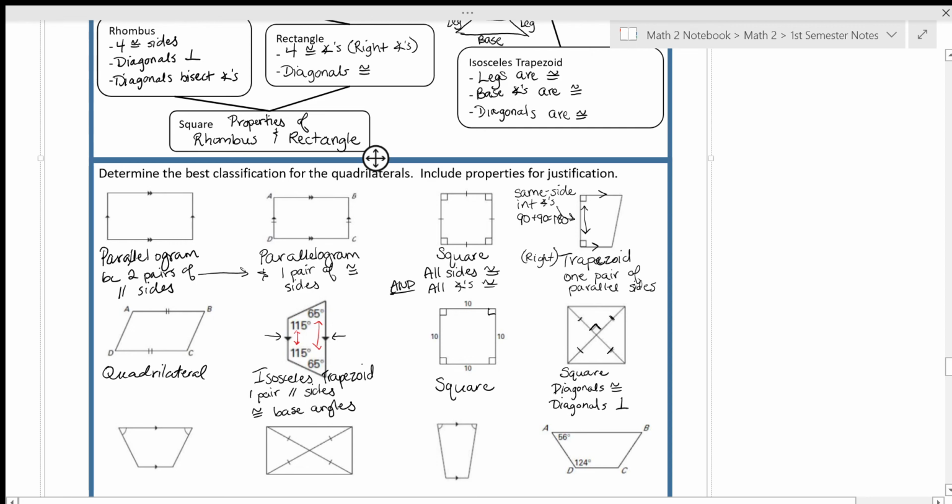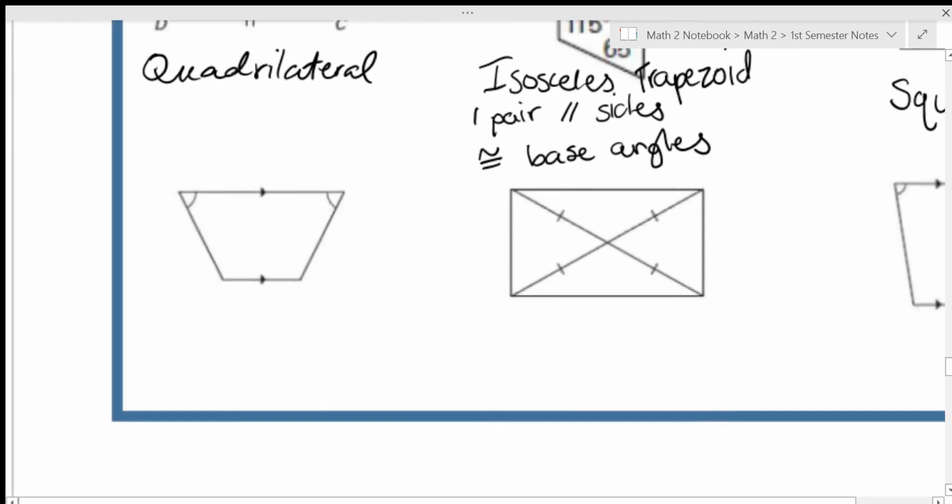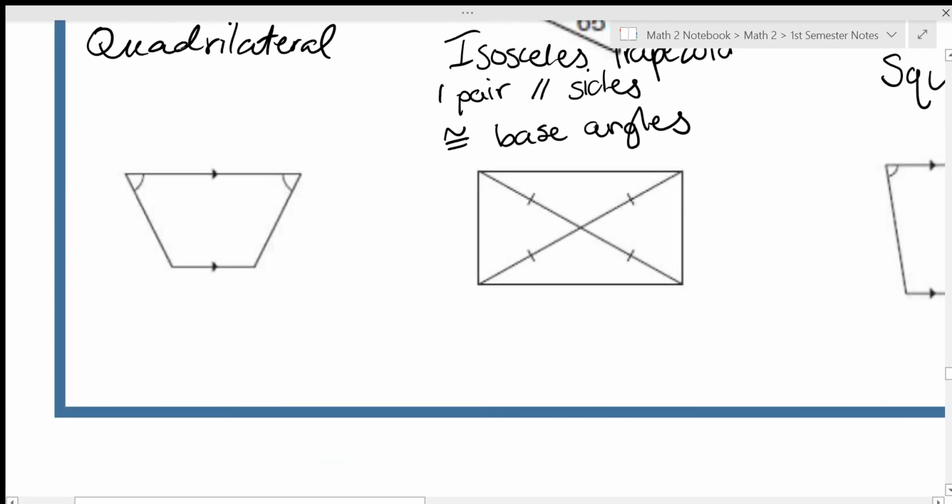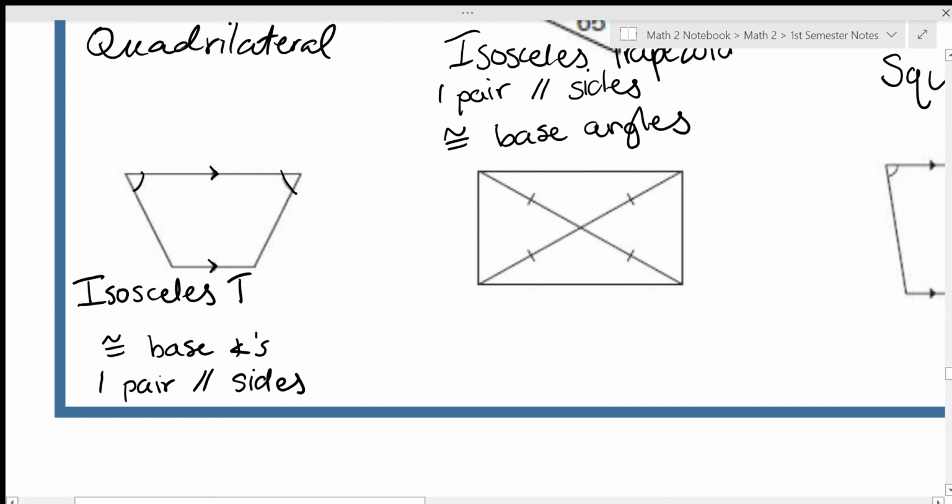Okay, then the shape has one pair of parallel sides and it has congruent base angles. So we have congruent base angles and one pair of parallel sides. So the best classification we can give this is an isosceles trapezoid.